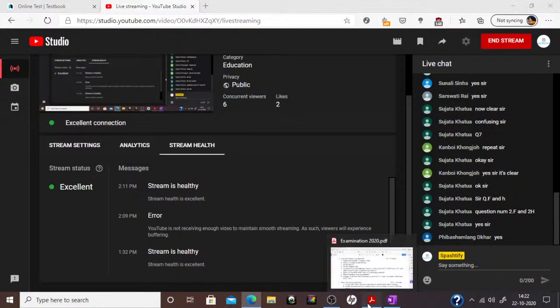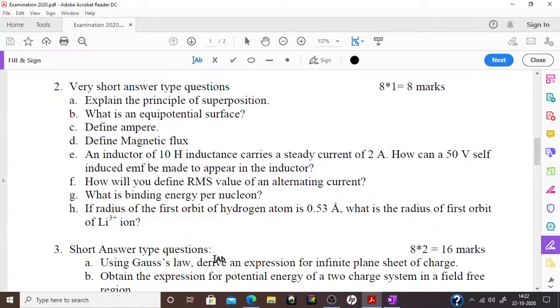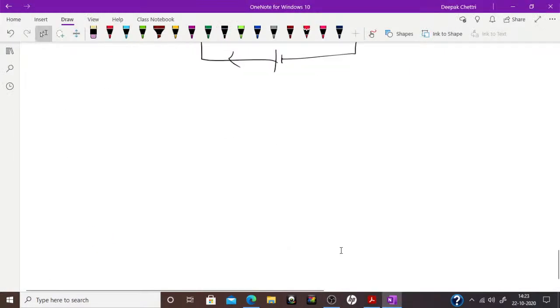Question number H. If the radius of orbit of hydrogen atom is 0.53 angstrom, what is the radius of first orbit of lithium 3 plus ion? Okay, so again, what does an atom look like? There is a nucleus in the center and surrounding it are orbits where electrons move, right? So these are called orbits. Now hydrogen has only one electron, one proton, so it has only one orbit, right?